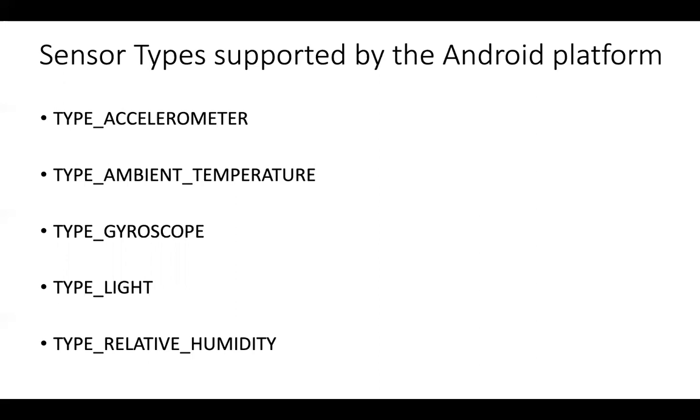The fourth type is light. It is also a hardware type of sensor. It is used to measure the ambient light level. And usage is controlling the screen brightness. The fifth type is relative humidity. It's a hardware type of sensor again, which measures the relative ambient humidity in percentage. And its use will be monitoring dew point, absolute and relative humidity.